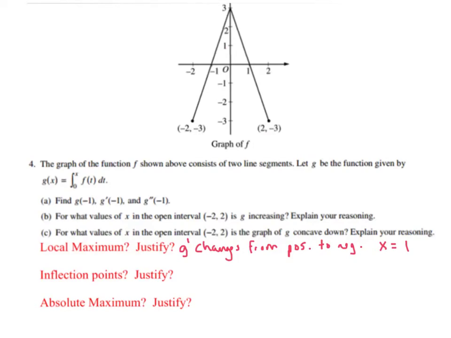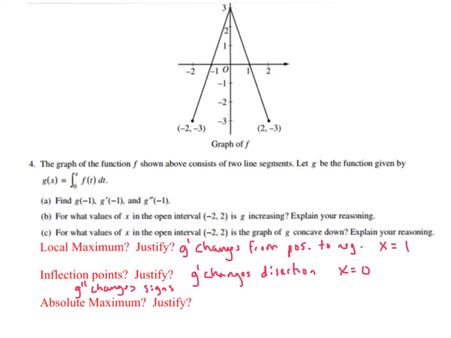Inflection points. Inflection points occur when the second derivative changes signs. But a better justification, because it's based on the graph we have, is that g prime changes direction. And that occurs at 0. It does not matter that this graph is not differentiable at 0, because this is the derivative of g. So g has an inflection point because g prime changes direction. G double prime wouldn't exist at 0 because of this corner, but it would still change signs there.